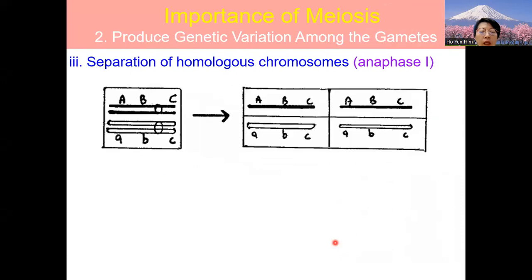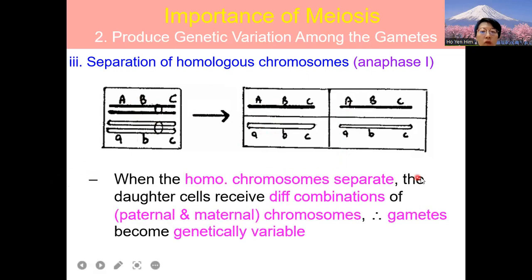So next, even if there's no crossing over, the moment homologous chromosomes separate, it will produce genetically variable gametes, because the paternal and maternal chromosomes are originally already genetically variable. So the moment they separate during meiosis, the daughter cells will be genetically variable. Even though there's no crossing over, it will also be genetically variable. When the homologous chromosomes separate, the daughter cells receive different combinations of paternal and maternal chromosomes. Therefore, the gametes become genetically variable.